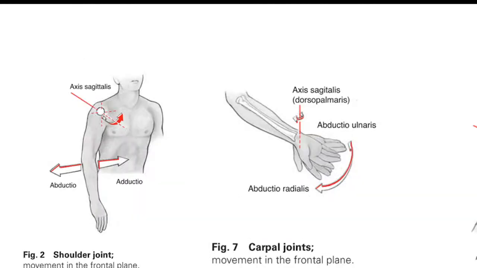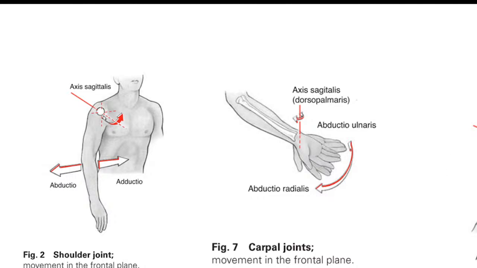Next, shoulder joint, movement in the frontal plane. You see, this is axis sagittalis. This is abductor, adductor. Next, carpal joints, movement in the frontal plane, axis sagittalis. This is dorsopalmaris. This is abductor ulnaris, abductor radialis.